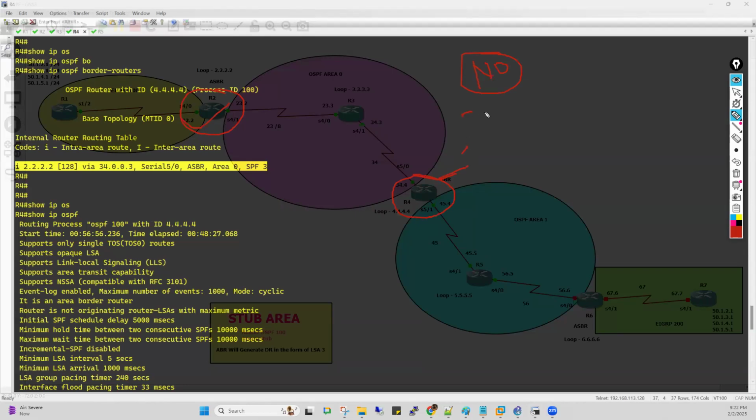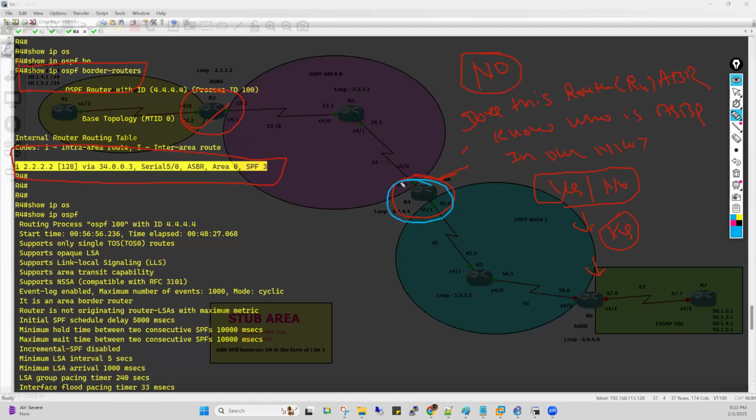Again, my question is, does this router, meaning R4 the ABR, know who is the ASBR in our network? I asked the question, yes or no. What did you tell me? Yes, because when I write the command IP OSPF border router, I am getting this result. Agree? Yes or no? But again, I have a cross question.